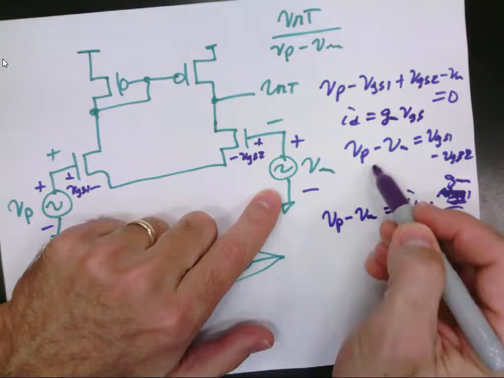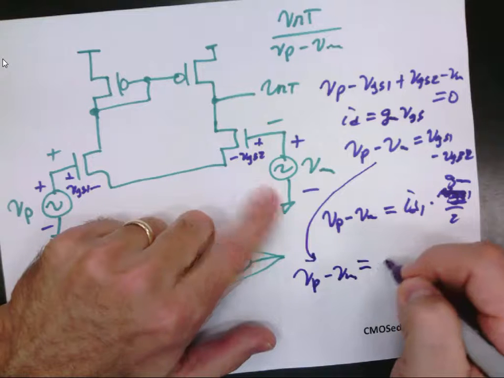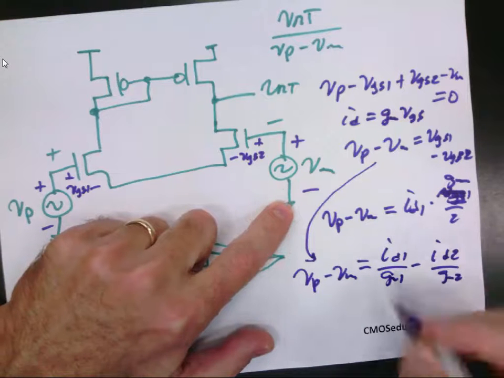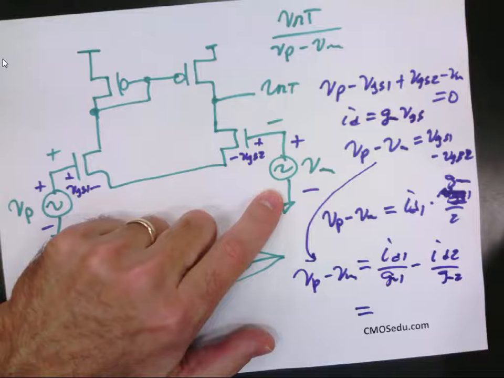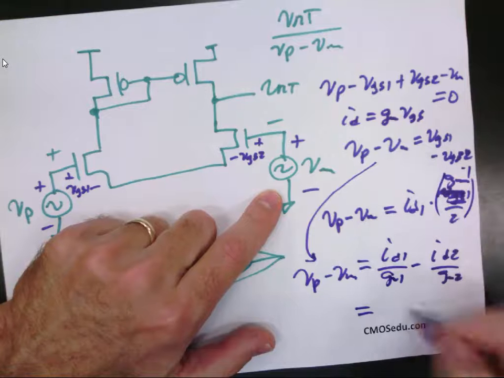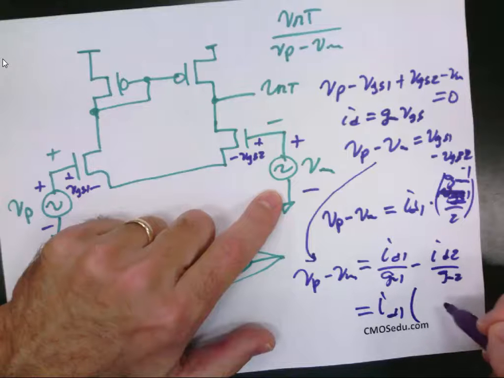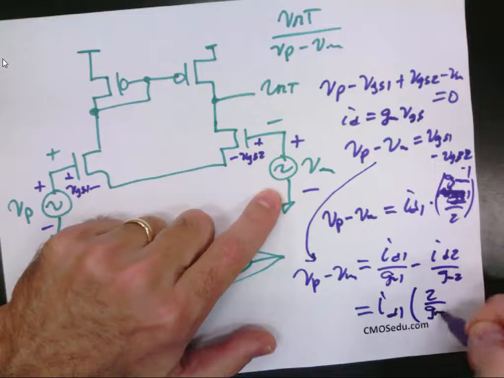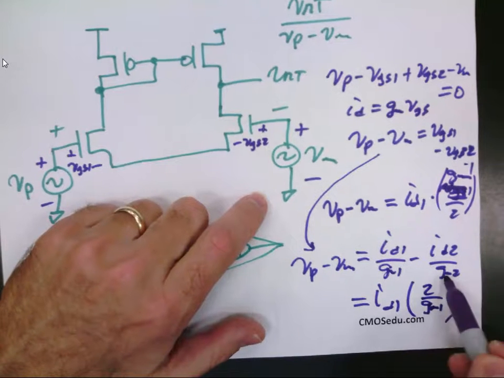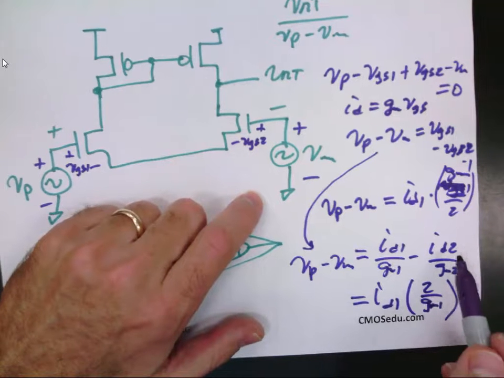Okay, so let me go through here and do it step by step. VP minus VM is equal to ID1 over GM1 minus ID2 over GM2. That's equal to, oops, this thing should be flipped. That's equal to ID1 times... does everybody agree with that? Wait, how do I know that? GM1 equals GM2. ID1 is equal and opposite to ID2. Does everybody agree with that?